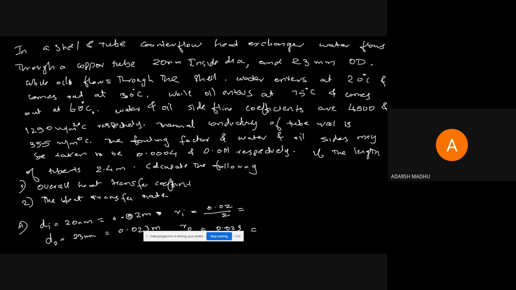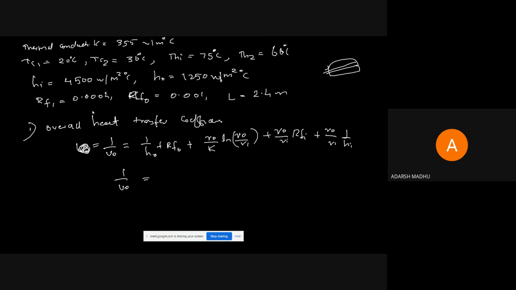So please write down the given data. Diameter is 20 mm, that is 0.02 meter, so radius Ri is 0.02 divided by 2. The outer diameter is 23 mm, 0.023 meter, and Ro is given as 0.023 divided by 2. Thereafter, thermal conductivity K is given, Tc1 and Tc2 for water, and Th1 and Th2 for oil.